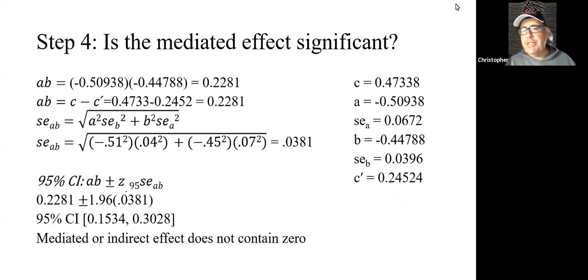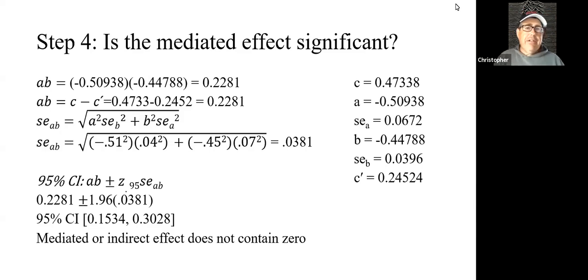You can see I've reproduced some of the values on the right-hand side just for our reference: C, A, the standard errors, and all those things. The calculation of the indirect effect simply takes the A path times the B path. Or another way you can get that is you can take the total effect and subtract from it the direct effect. Both of those yield exactly the same value, 0.2281. The size of that is not really readily interpretable because it's an unstandardized coefficient, so don't worry about interpreting that.